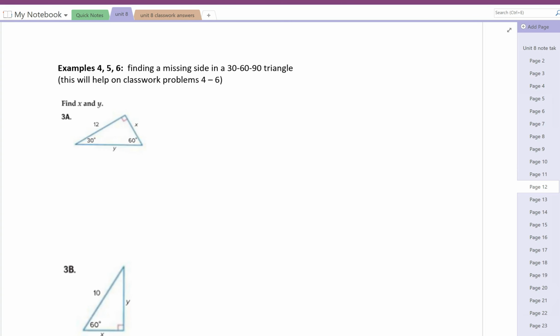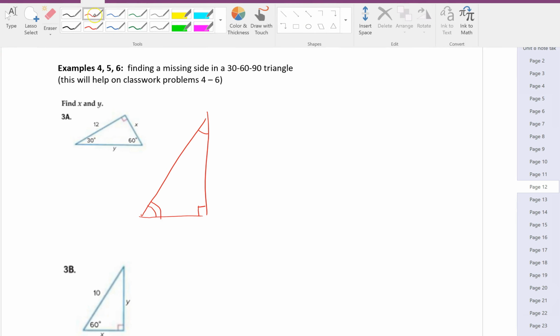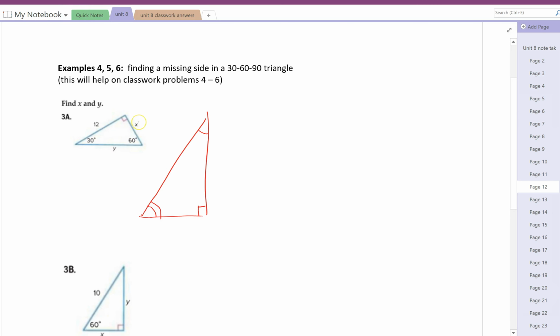All right, now a few examples with 30, 60, 90 triangles. What I'm going to do on this one, 3A, is I'm going to redraw this triangle so that it looks like the one I did the example with before. Right, so here's my 90-degree angle, here's my 30, here's my 60. And then I'm going to label the sides with what it gave me. What it wants me to do is figure out what x and y are equal to. So what I know from before is that the hypotenuse is just twice as big as the shortest side, and then this third side is just equal to the shortest side times the square root of 3. That's the relationship between the lengths of the sides in any 30, 60, 90 triangle.